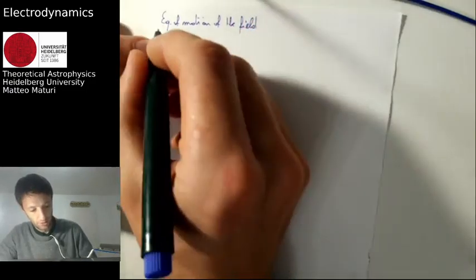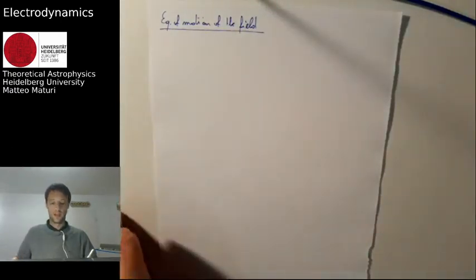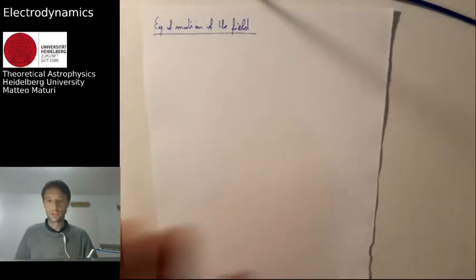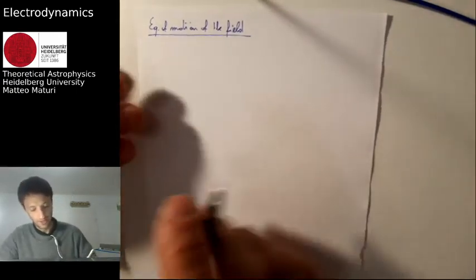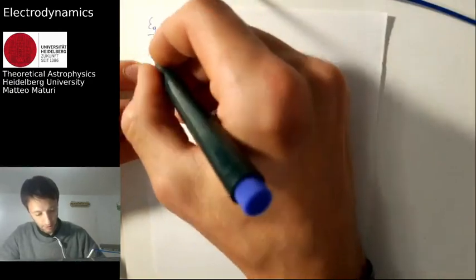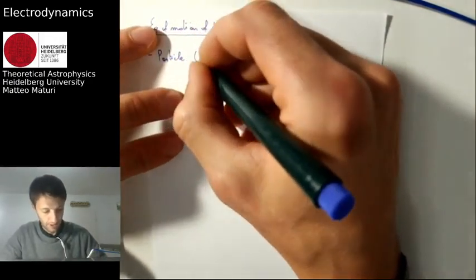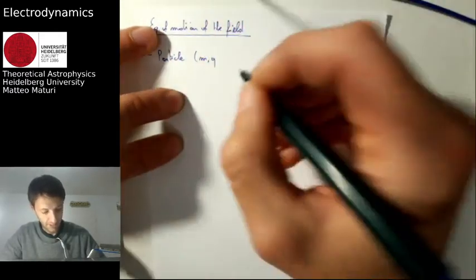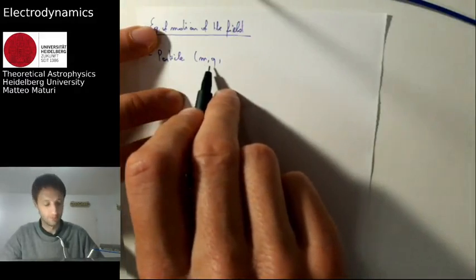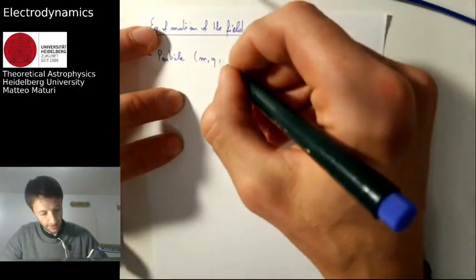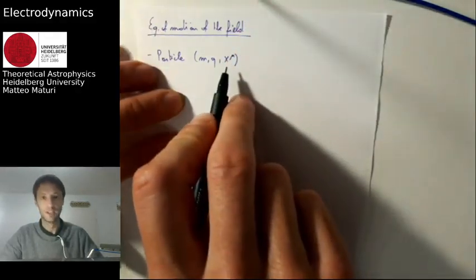Okay, equations of motion of the field. So the procedure is exactly like the one for particles, or for any physical system, for any classical system. And I just remind you that a particle is characterized by a mass and a charge, for instance, which are constant properties of the particle, and the position and time, expressed here by x^μ.